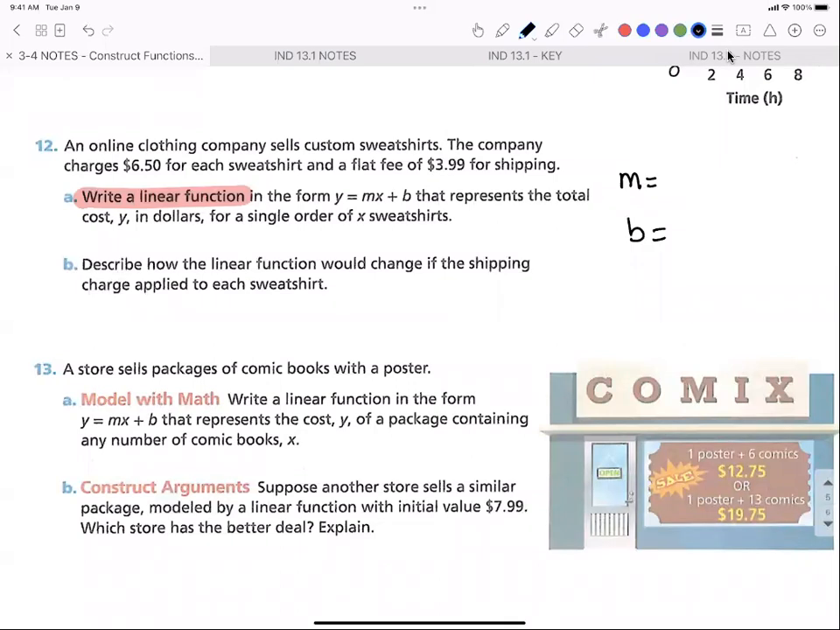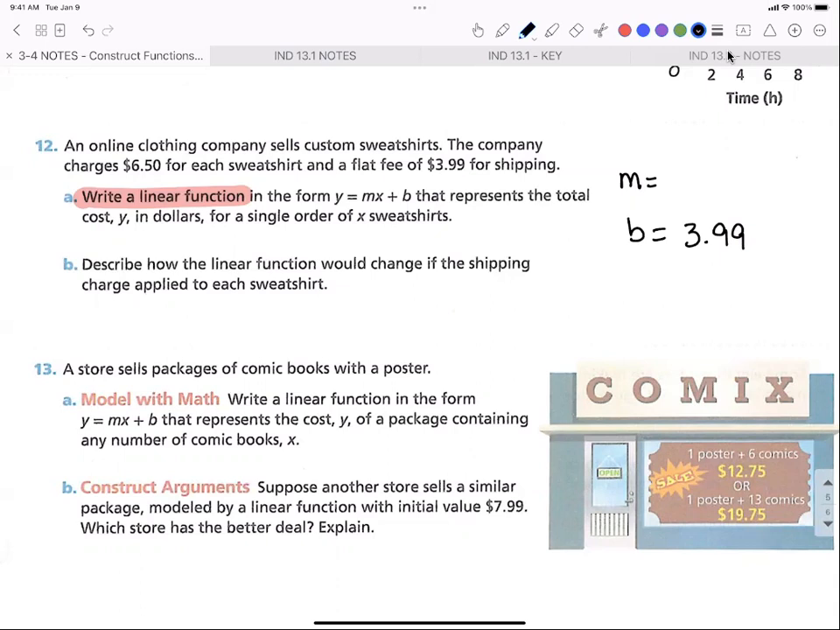So what does that make that? My M or my B? My B. Because that doesn't change. That is my flat rate I'm going to pay right out the gate, whether I buy one sweatshirt or 100. That's my B. My M is how much I'm going to pay per sweatshirt, because that's what changes.